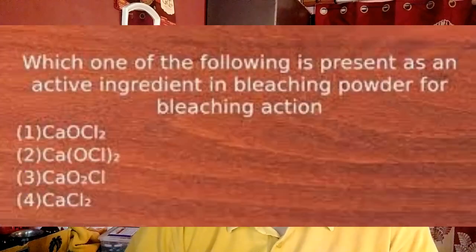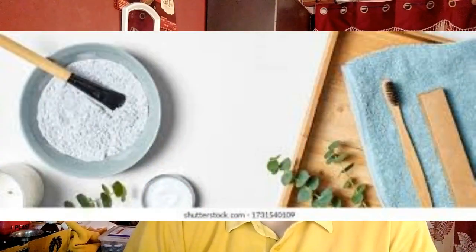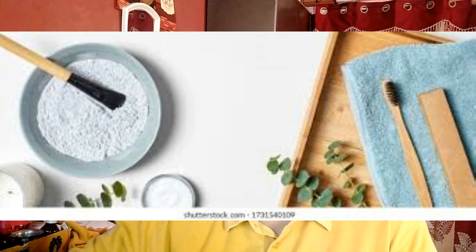And next point is how is bleaching powder manufactured on a large scale. Bleaching powder is prepared by the reaction of chlorine gas with dry slaked lime, whose chemical formula is Ca(OH)2. The chlorine gas is passed over the dry slaked lime in this process.